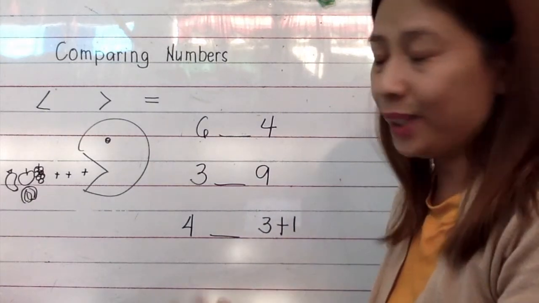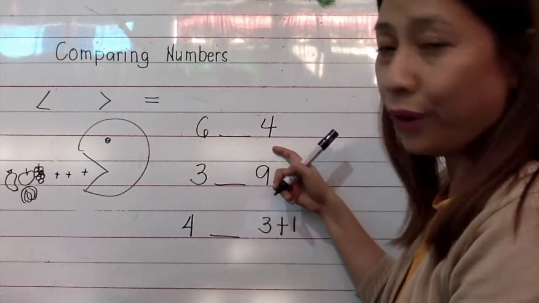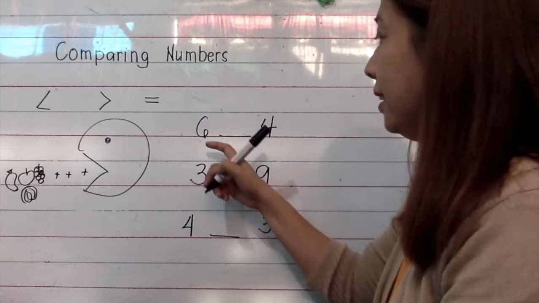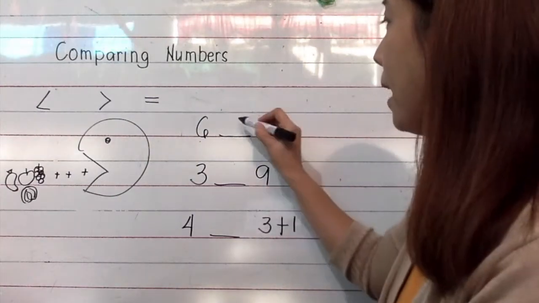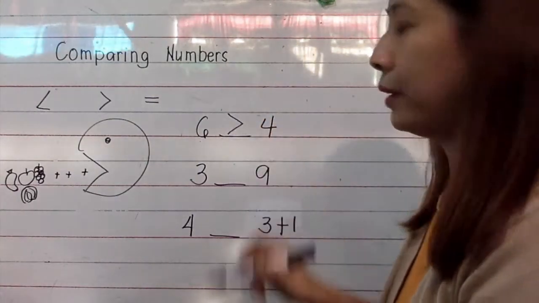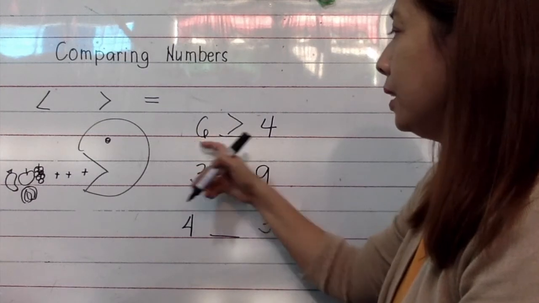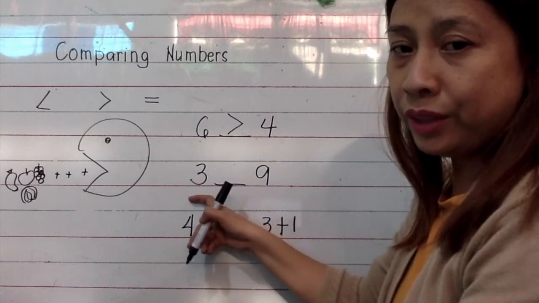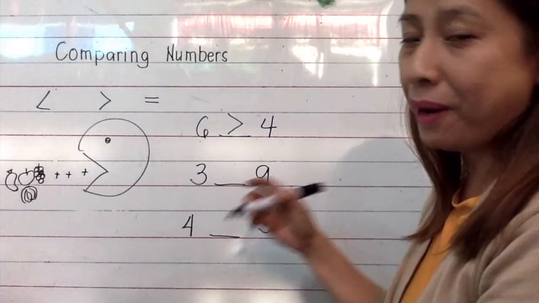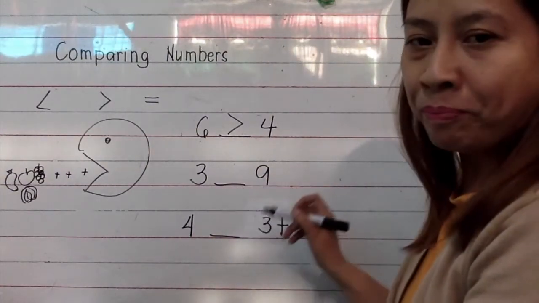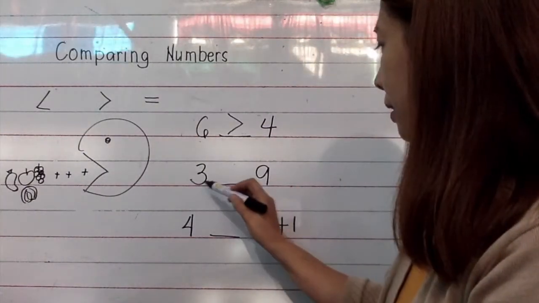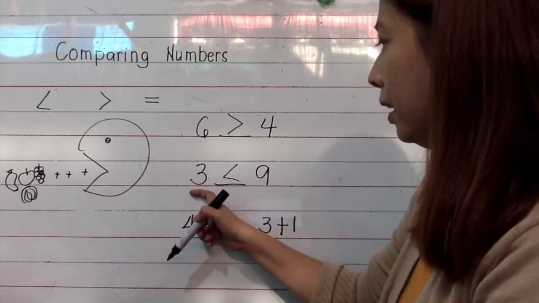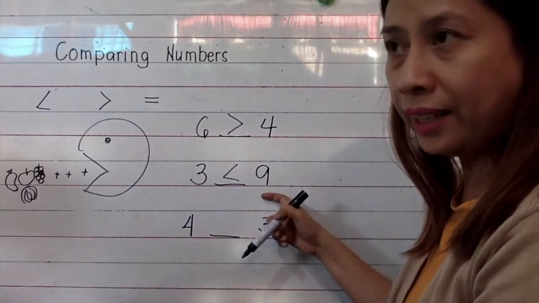So, let's answer 6 blank 4. Where is the greater one? Yes, it is 6. So Pac-Man opens its mouth to the greater number. So, 6 is greater than 4. For the next problem, 3 blank 9. Again, Pac-Man opens its wide mouth to the greater number. 9 is the greater number. So, 3 is less than 9.